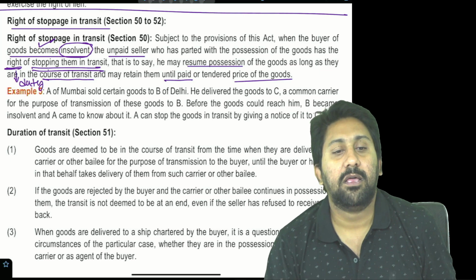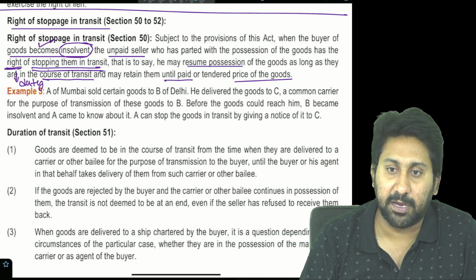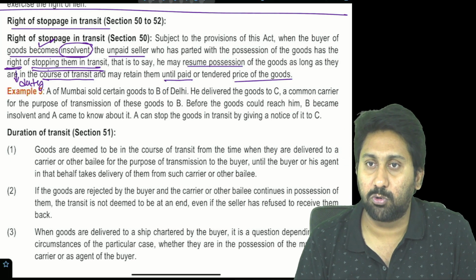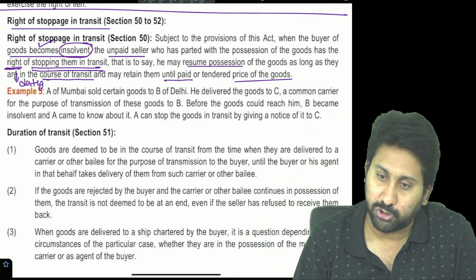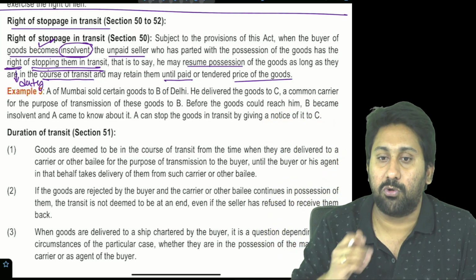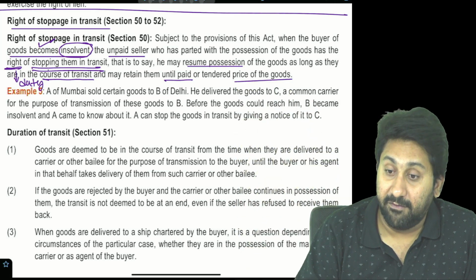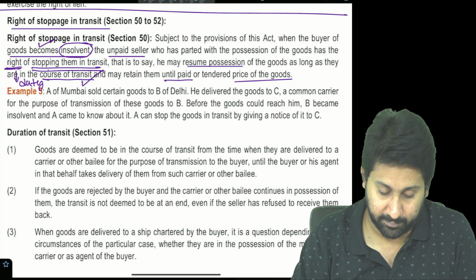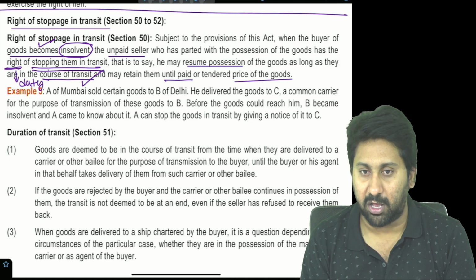That means, if I come to know that the buyer has become insolvent, I have two options: send the goods, or stop the goods. Stop the goods means whom? I should stop the carrier vehicle. I should stop him and tell him not to deliver to that person, bring it back to me. That's called resuming the possession of the goods. When can you do this? During the course of transit. As long as they are in the course of transit, you can do that, or else you cannot.